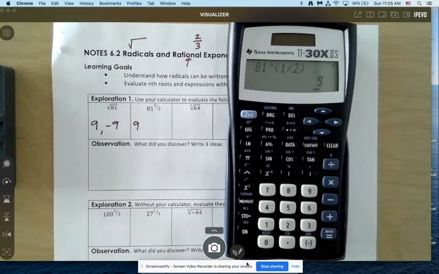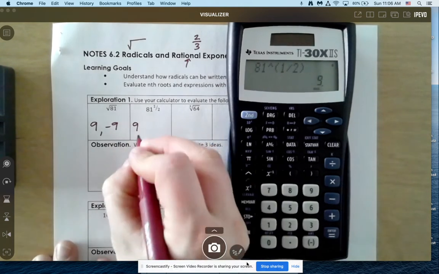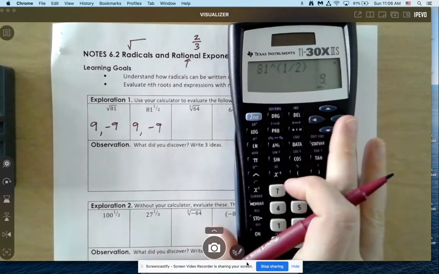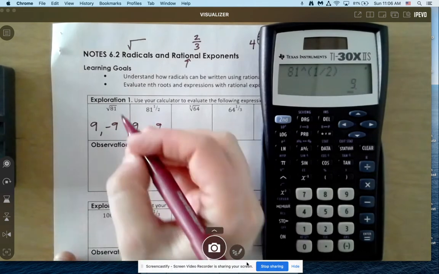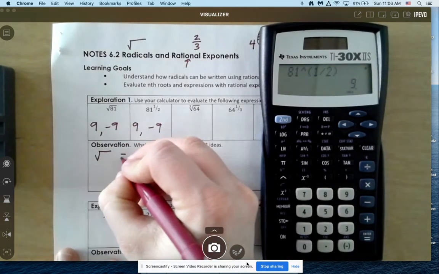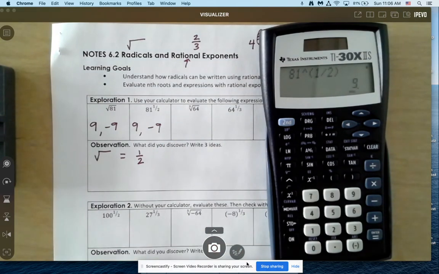So really what that also means is what number times itself equals 81, and it should be 9, or we just found out -9. So I'm hoping you're thinking that the square root is also the same as taking a number to the half power. They're the same thing. So that's our first observation, okay?